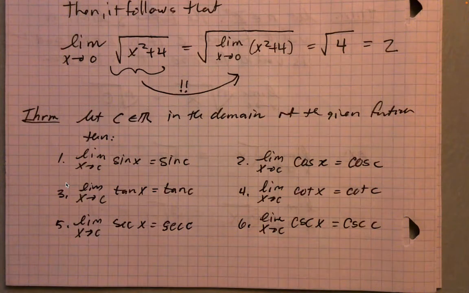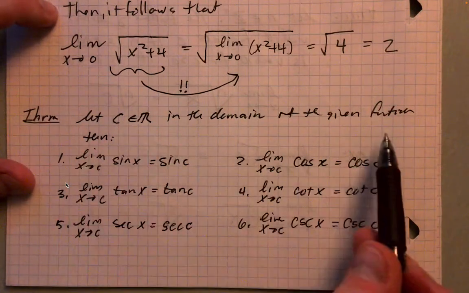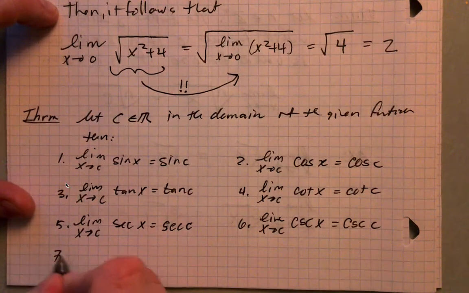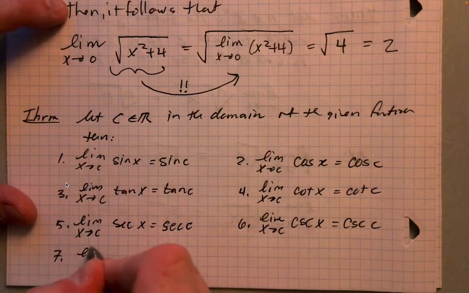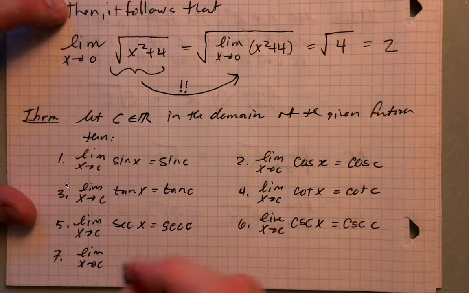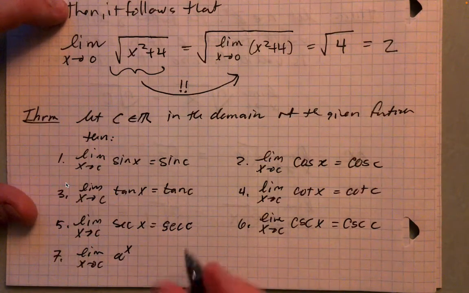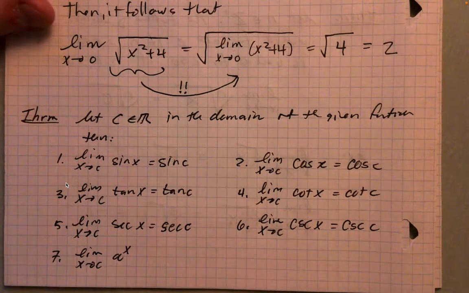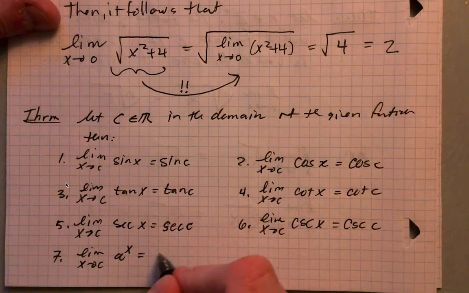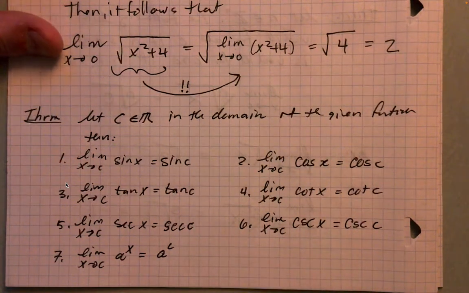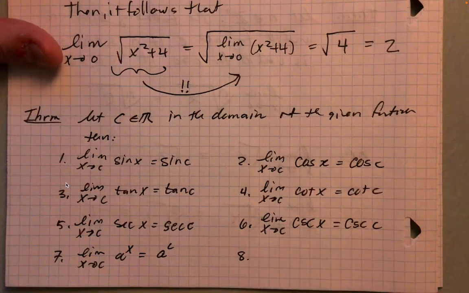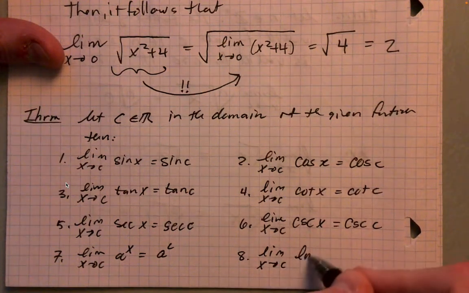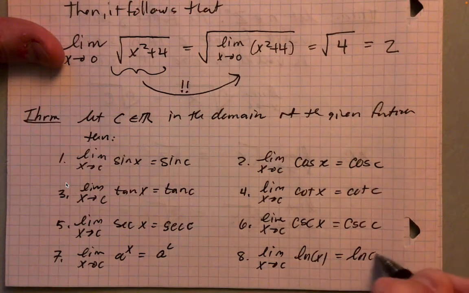A couple other ones here that you can lump in with this, basically c being a real number in the domain of the function. We could also say that the limit as x approaches c of a to the x power, so a with the variable x up in the exponent, is equal to a to the c as well. And then finally, the natural log. So the limit as x approaches c of the natural log of x is the natural log of c.